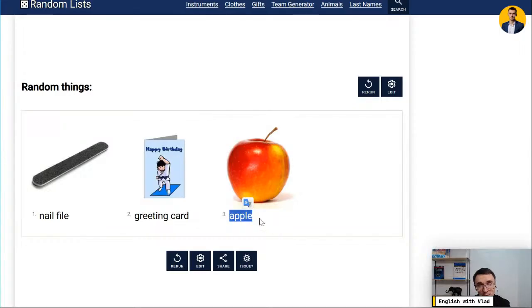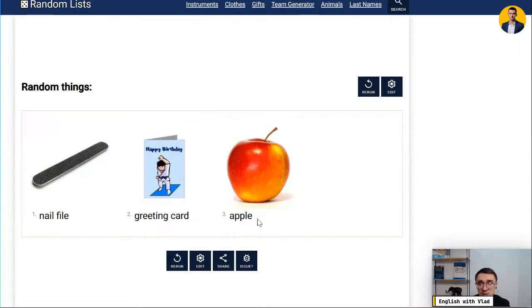Apple. Plural is apples, and don't forget that before the word apple, we put the article an. Obviously, because the first sound, not just a letter, but the sound, is a vowel. So, an apple. Why am I saying sound?